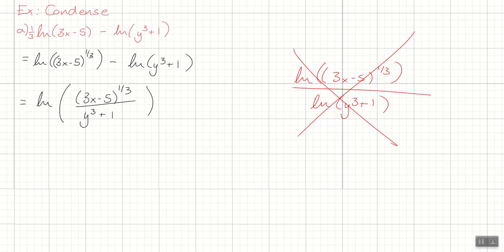Cool. I like this one. Okay, this is ugly. One half, brackets, natural log of x plus 1, minus 3 natural log of y, plus natural log of 2x.